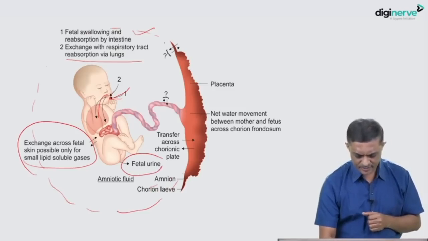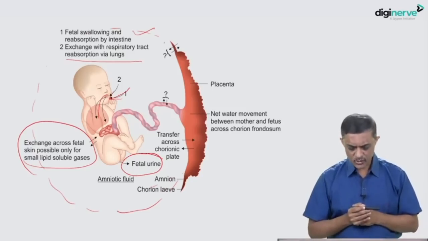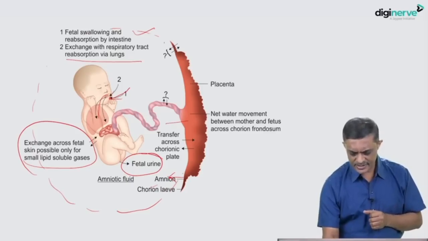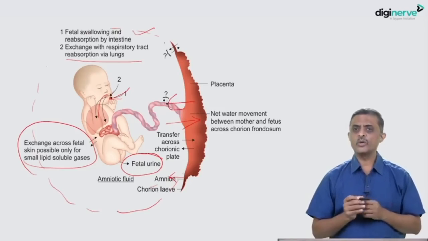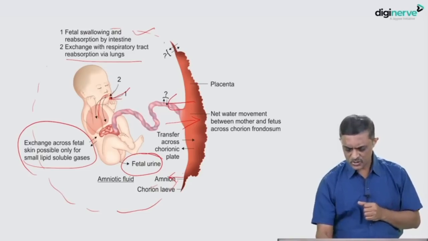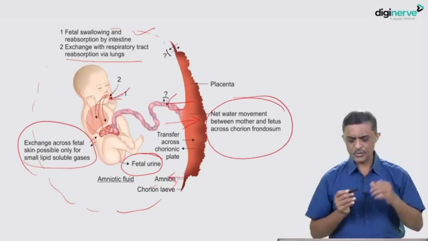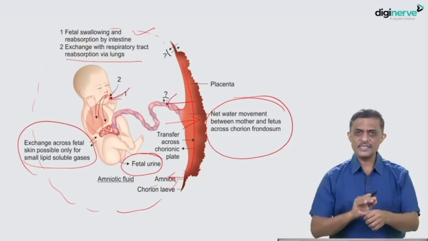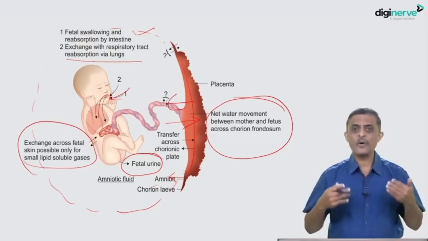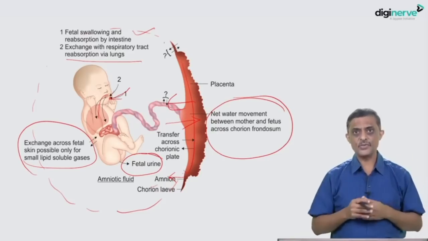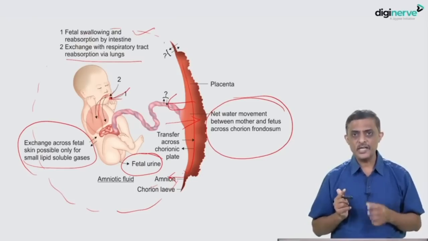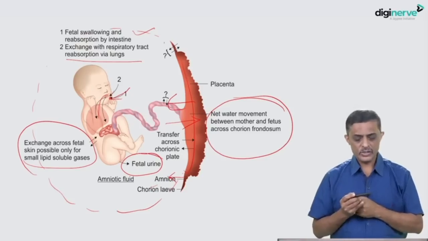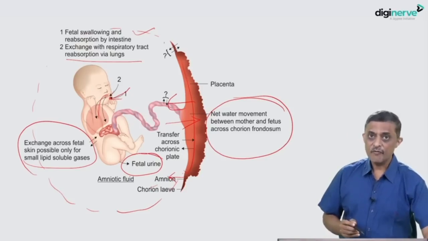Fetal urine is the major determinant which increases the amount of fluid, right? And you have secretion from the amnion, and there is an interchange between the amnion and the chorion across the chorionic plate. So mainly there is water exchange between the mother and the fetus. There is some placental exchange, a very small skin exchange of gases, and the lungs play an important role, one in exudation, the other in absorption. The gastrointestinal system plays a very important role by the fetal swallowing mechanism and reabsorption of the fluid. And the major composition is because of the fetal urine.